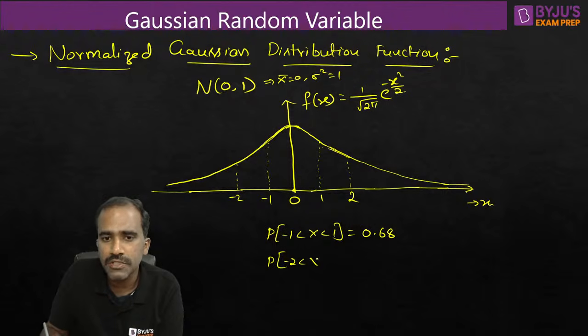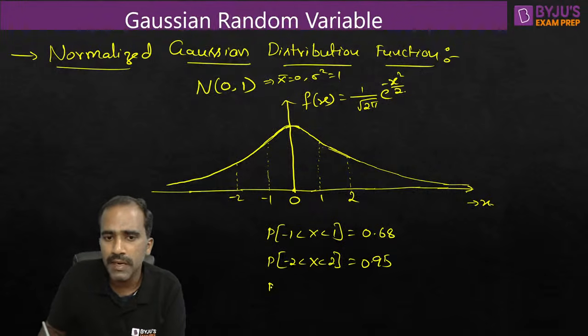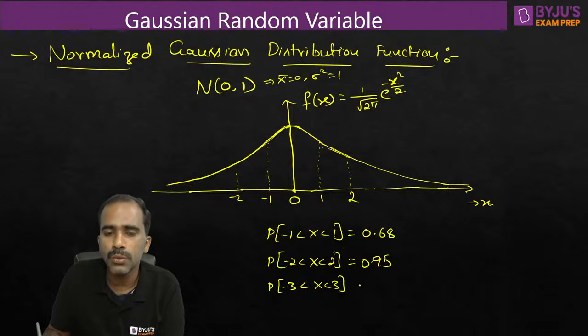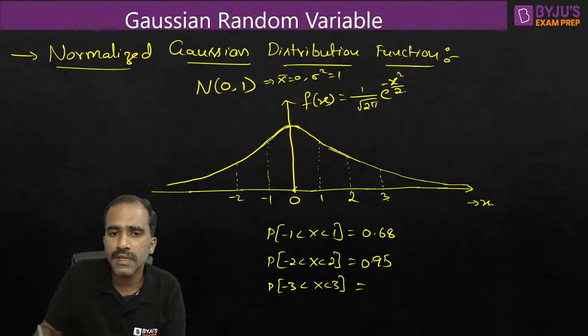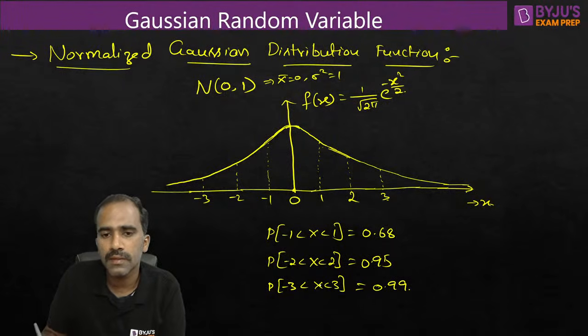Within 2 standard deviations on both sides. Same thing that I've discussed in the previous slide, I'm repeating here with the different parameters or special case we have taken. Similarly, what is the probability that the random variable takes any value within 3 standard deviations on both sides? This is 99% of the area, right? 0.99 is the area of this curve from minus 3 to plus 3.